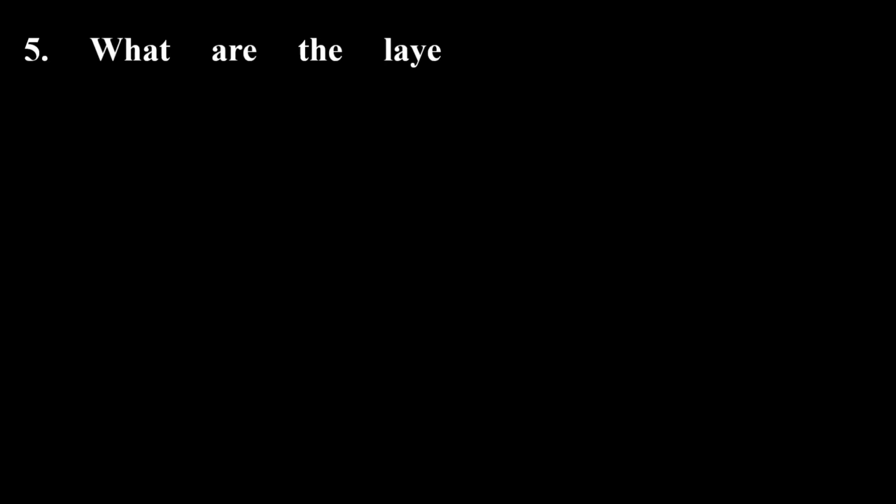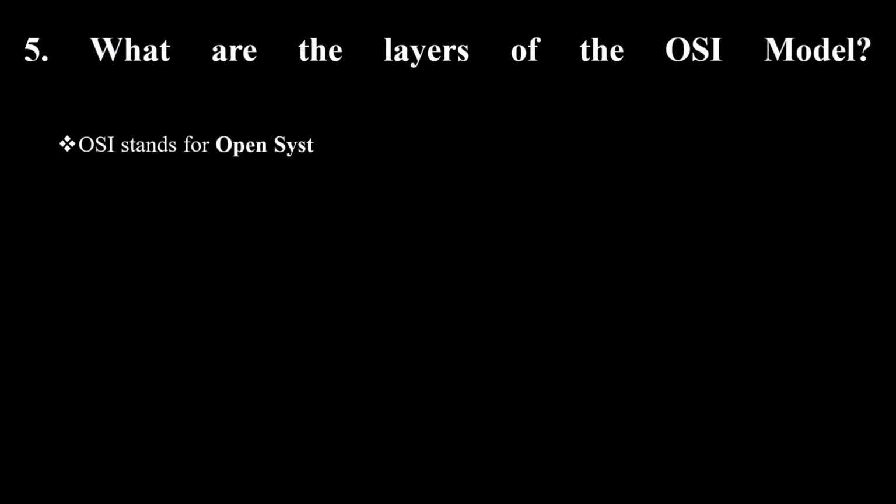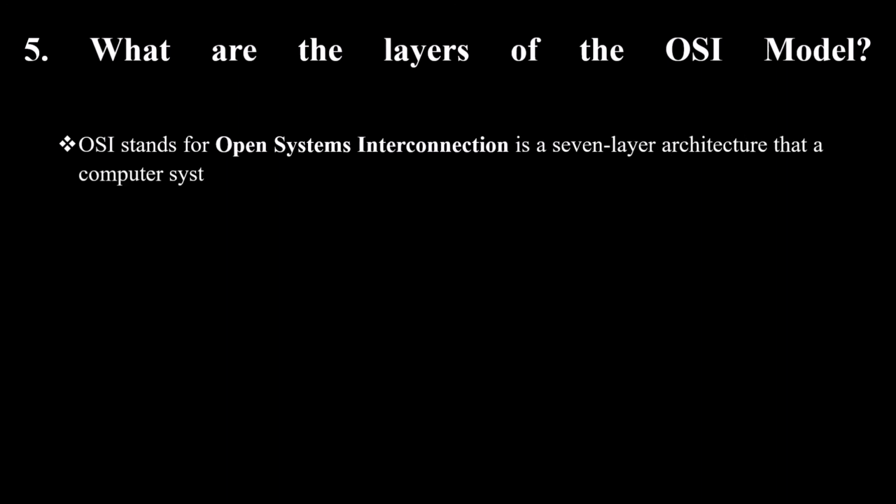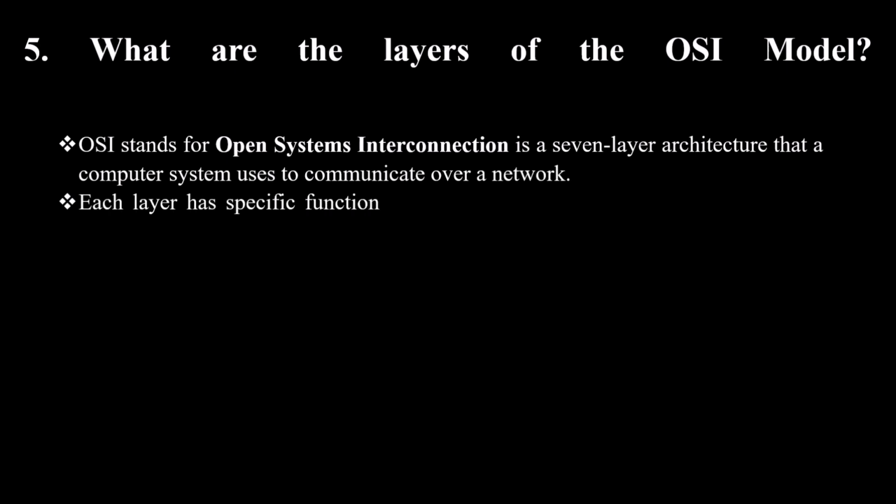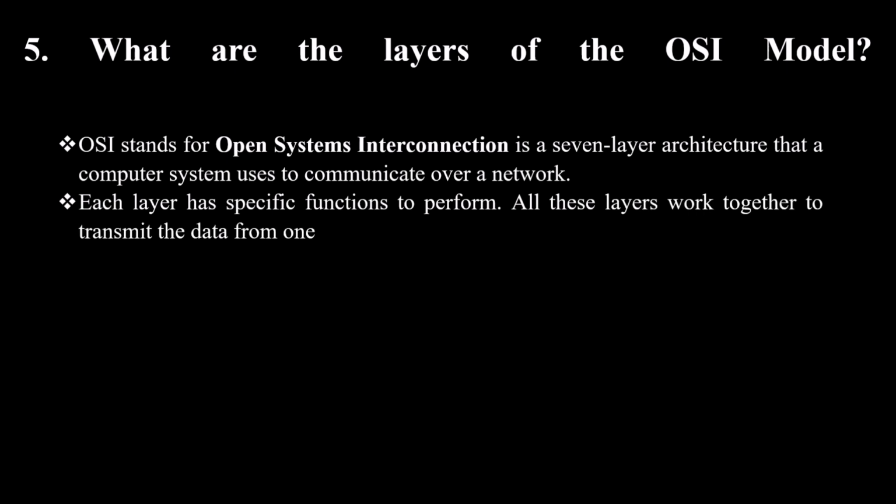What are the layers of the OSI model? OSI stands for Open System Interconnection, which is a 7-layer architecture that a computer system uses to communicate over a network. Each layer has specific functions to perform. All these layers work together to transmit the data from one system to another across the globe.